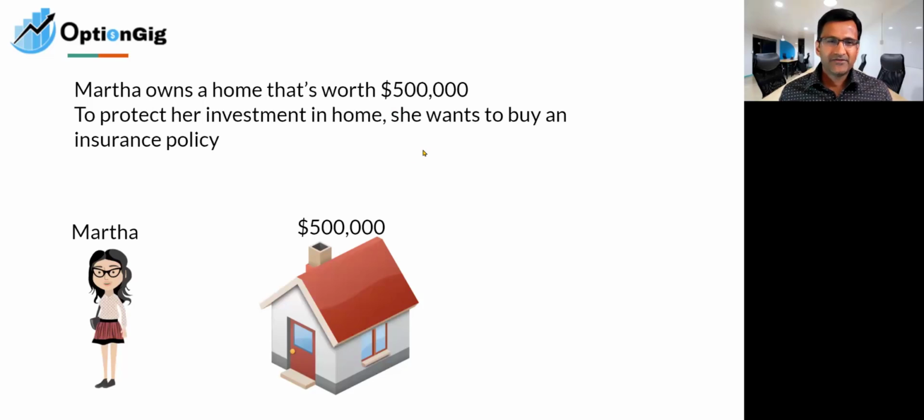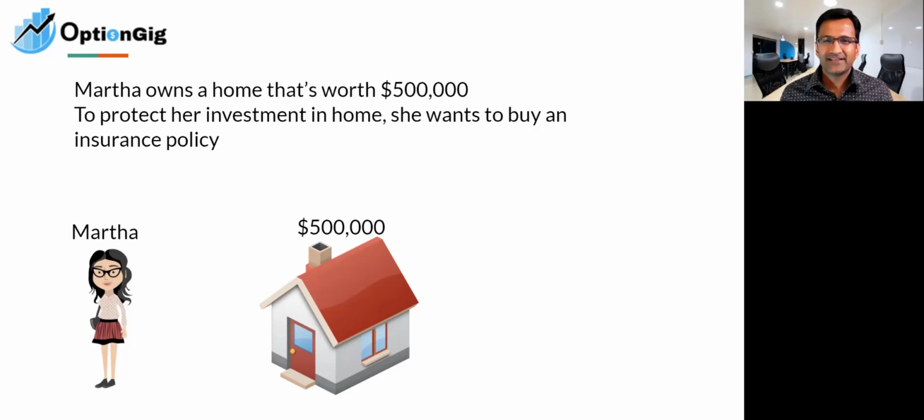So let's try to understand how the option contract really works, but without talking about options. I want to take an example which we are all very familiar with, which is a house. Some of you might have gone through the whole process of house buying. Some of you already own a house. So here we are taking an example in which Martha owns a home which is worth $500,000. She's definitely not in the Bay Area.